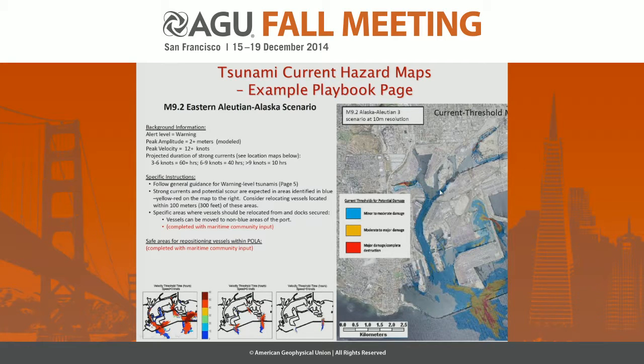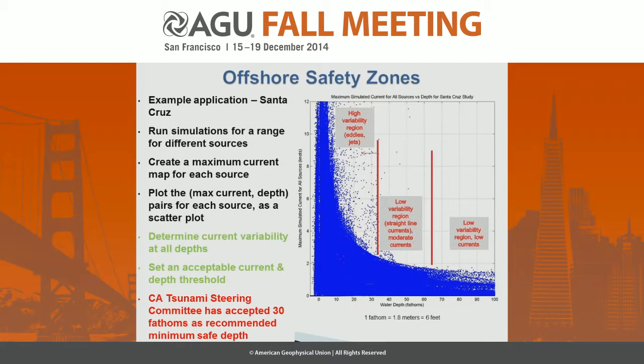Okay, so you have the damage potential over here on the right, you have the time thresholds for different currents down here on the bottom, and then you have these sections of general information, specific instructions, and possibly things like safe areas for repositioning. The idea being that particularly down here for these two, they're completed with input from the harbor master. Okay, so the harbor master, the people making these decisions, have looked at these charts and they've thought about it. Okay, so it's not fresh when the event happens.